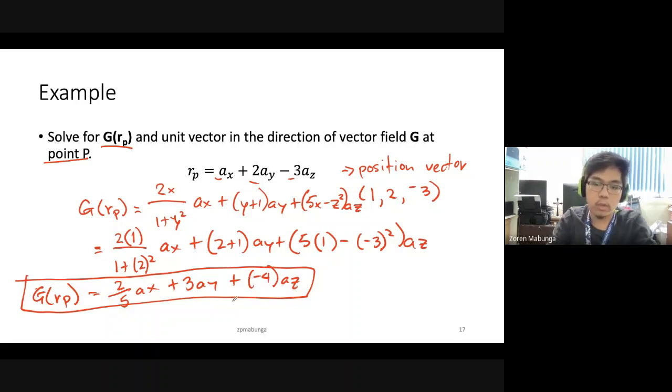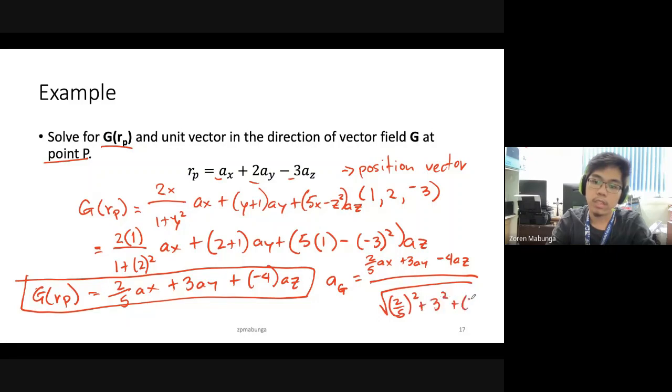So, paano si unit vector? Isa pang pinapahanap kasi sa atin is si AG. Okay, so ito yung representation natin AG, unit vector in the direction of vector field G. So, this will now be equal to 2 over 5 ax plus 3 ay minus 4 az divide by magnitude, which is, ang formula natin ng magnitude is square root of 2 over 5 squared plus 3 squared plus negative 4 squared. So, ano magiging final answer for AG? Unit vector. Solve.